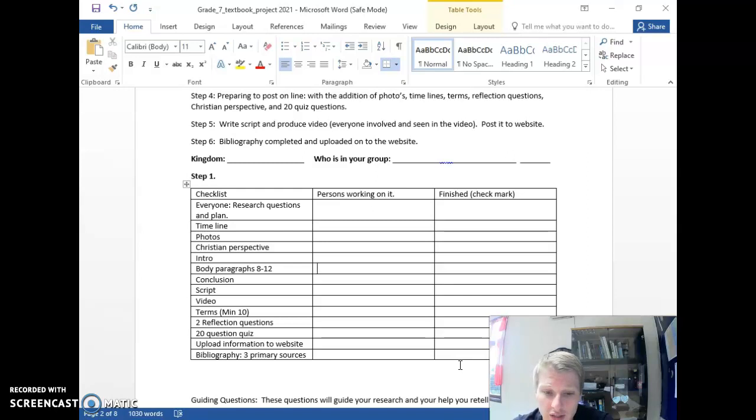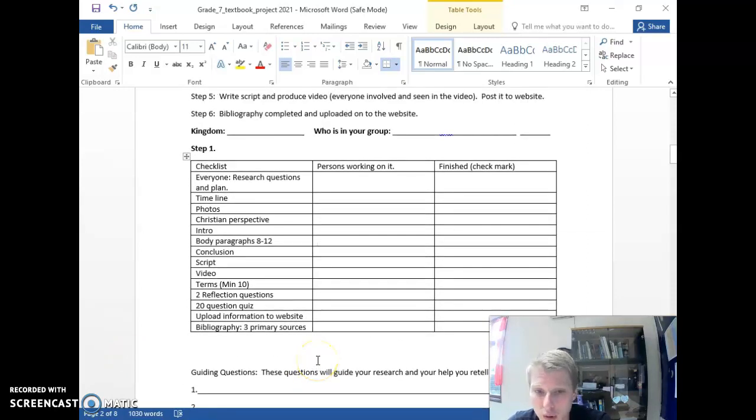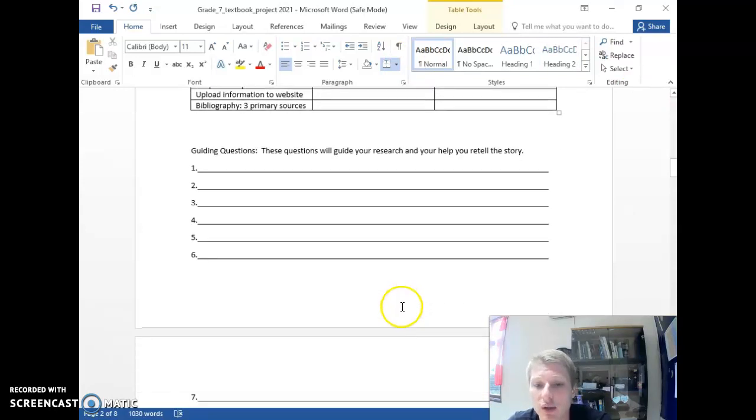Once you are done that, who's going to be in charge of the terms? There has to be at least 10. Who's going to make the 3 reflection questions at the end for discussion? And then 20 quiz questions with the answers. Who's going to upload it to the website? Who's going to be creating the bibliography with a minimum of 3 primary sources? Boom. Once you have that done, Mr. Chris needs to check that. Make sure everyone's doing their part.